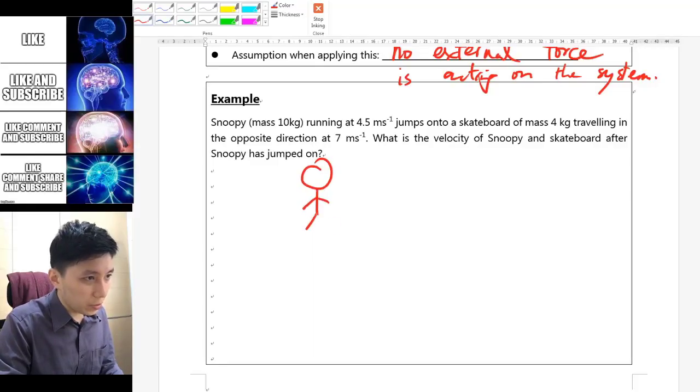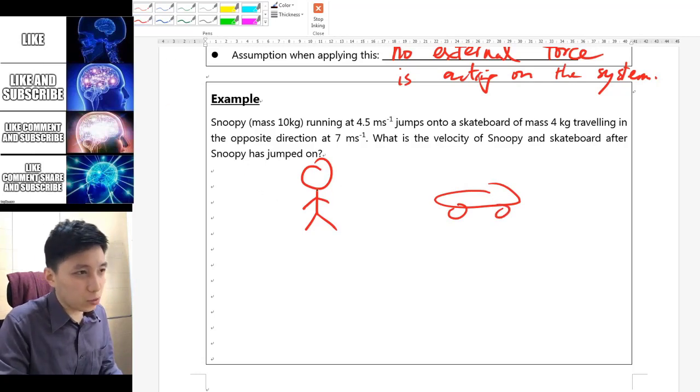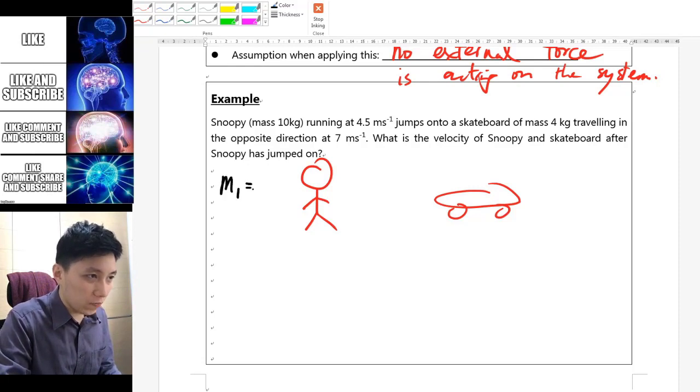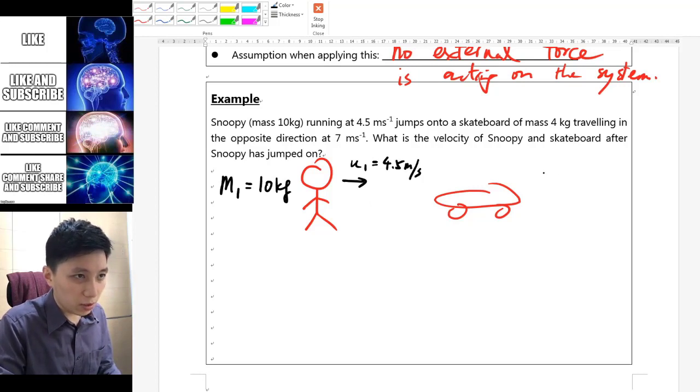Here is the Snoopy, here is the skateboard, and the most important thing is you want to label the quantities you find. So m1 is 10 kg, and the initial velocity u1 equals 4.5 meters per second going in this direction. Here we've got a skateboard m2, 4 kg, and u2 is 7 meters per second going in this direction.